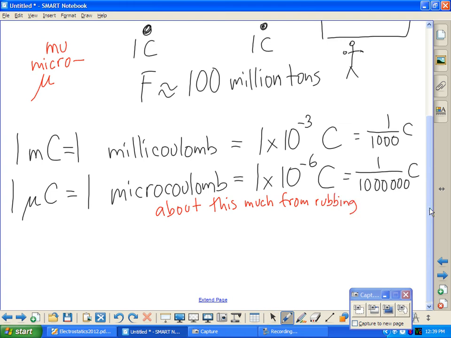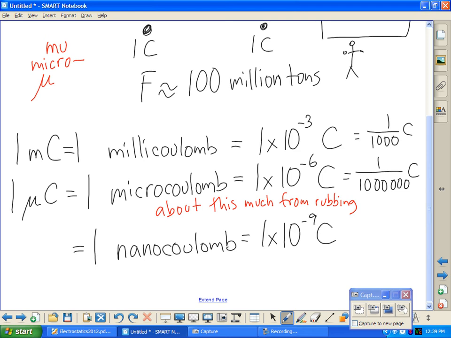But it's often convenient to work in even smaller units. Anybody know the next smaller one after micro? Oh yeah, the nanocoulomb. That's 1 times 10 to the negative 9th coulombs. And I'm not even going to bother writing the fraction. Prefix for this? Sorry, no more exotic prefixes. Just a plain old lowercase n.